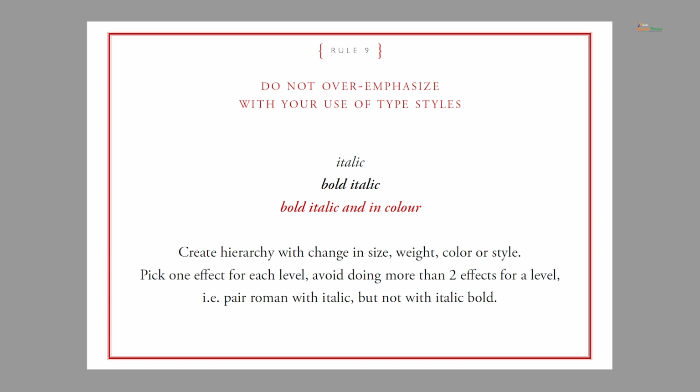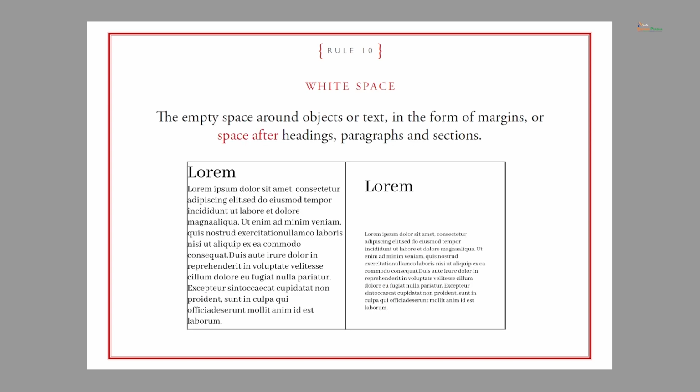Create hierarchy with changes in size, weight, color or style. Pick one effect for each level. Avoid doing more than 2 effects for a single level of text. For example, you can pair simple plain or Roman text with italic, but not with italic bold. That becomes too much. Rule 10 is the use of white space.